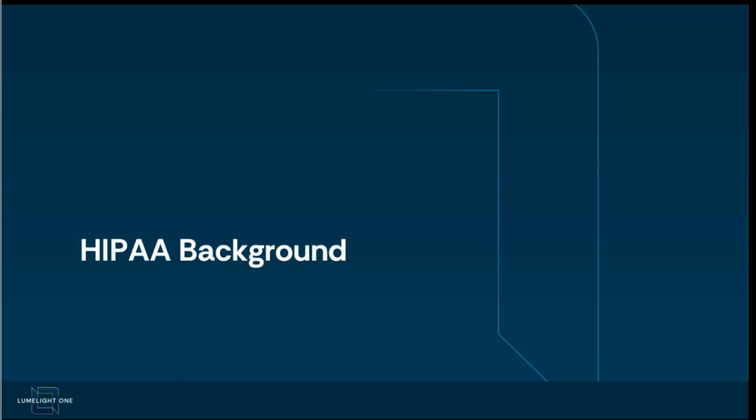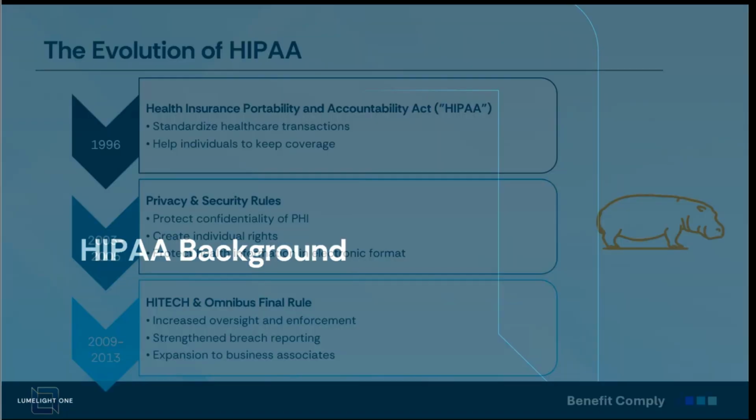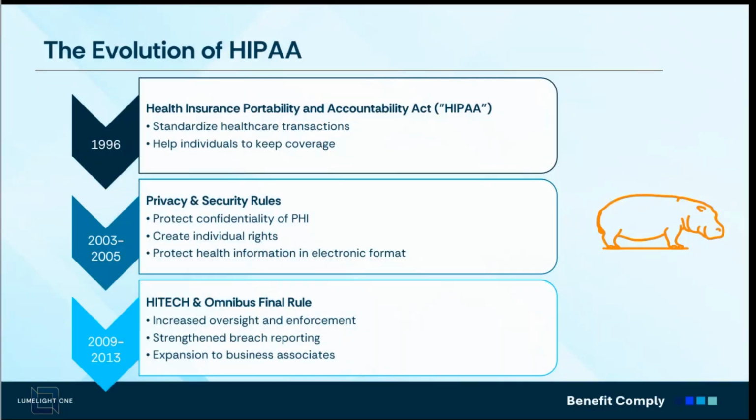Beginning with the HIPAA background. We'll start with the legislative evolution of HIPAA. HIPAA stands for the Health Insurance Portability and Accountability Act. It was enacted in 1996 and is a fairly broad law that sought to establish standards for the protection of individually identifiable health information, or protected health information, also known as PHI, which we will define further on.